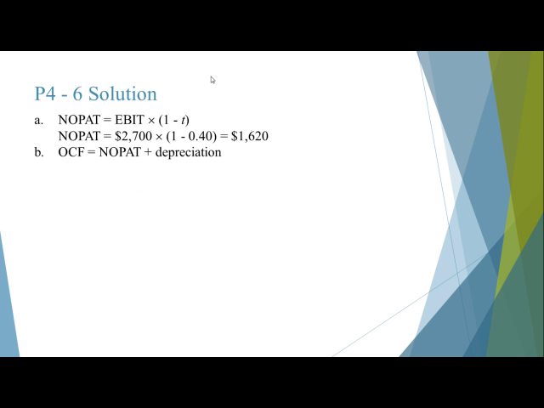Part B. Operating cash flow is equal to net operating profits after tax plus depreciation. And the net operating profits after tax from Part A is equal to 1,620. Depreciation, according to the income statement, is 1,600. So operating cash flow is equal to 3,220.